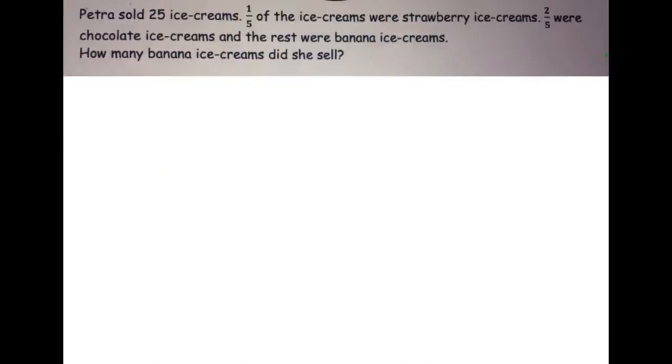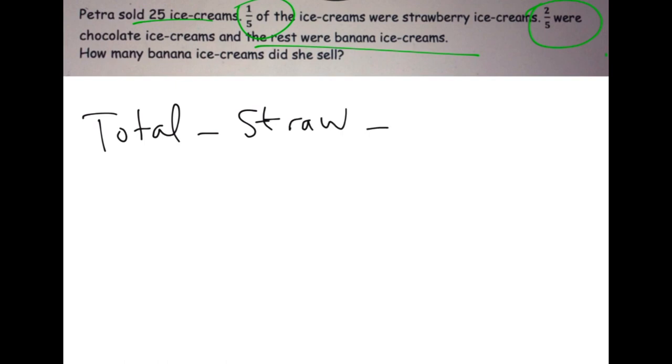Petra sold 25 ice creams. 1/5 of the ice creams were strawberry. 2/5 were chocolate ice cream. The rest were banana ice cream. How many banana ice creams were there altogether? So you have total minus the strawberry ice cream minus the chocolate ice cream. That will give you the remaining, which is banana. And that's what we want.